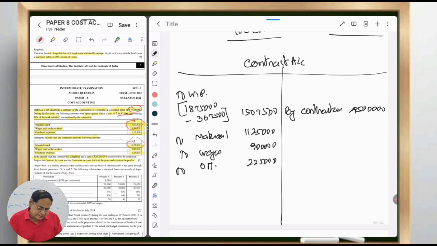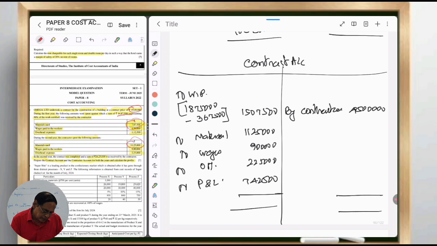So if we balance, we will find out the profit. 45 lakhs minus 15,07,500 minus 11,25,000 minus 9 lakhs minus 2,25,000, that is 7,42,500. It is a profit. Profit on contract, P&L account. This is a profit. Make note of it. So 45 lakhs, 45 lakhs.